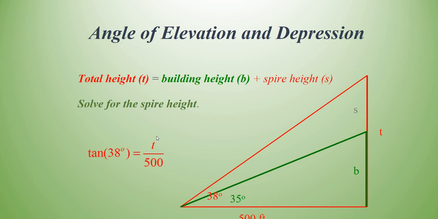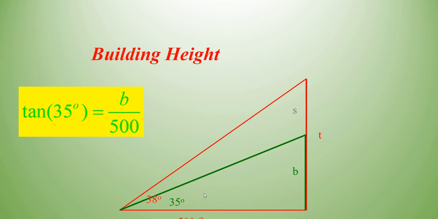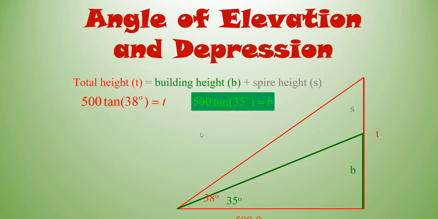To solve for the spire height: tan 38 equals T over 500. Cross multiplication, we get T, the total height, equals 500 tan 38. Building height: tan 35 elevation angle equals B over 500. Cross multiplication, we get B equals 500 tan 35.